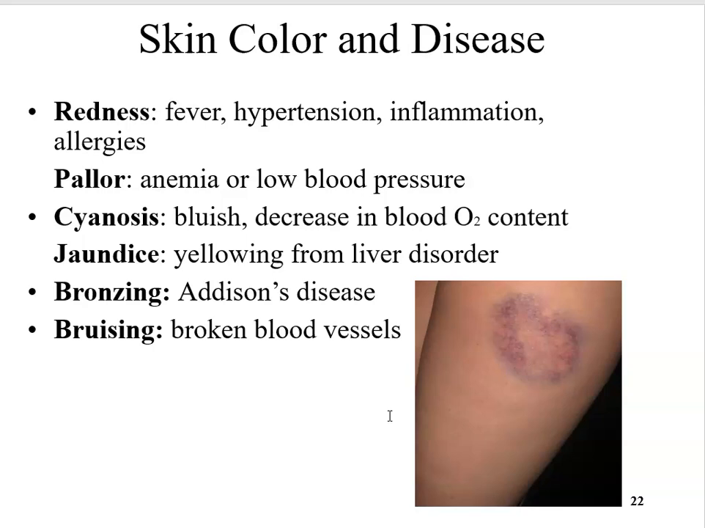Much less common is bronzing, which is a sign of a very rare endocrine disorder called Addison's disease. And then finally, bruising, right? Bruising is broken blood vessels that have allowed blood to leak into surrounding tissues, changing the color of the surrounding tissue, and that can certainly be seen in the skin as well.